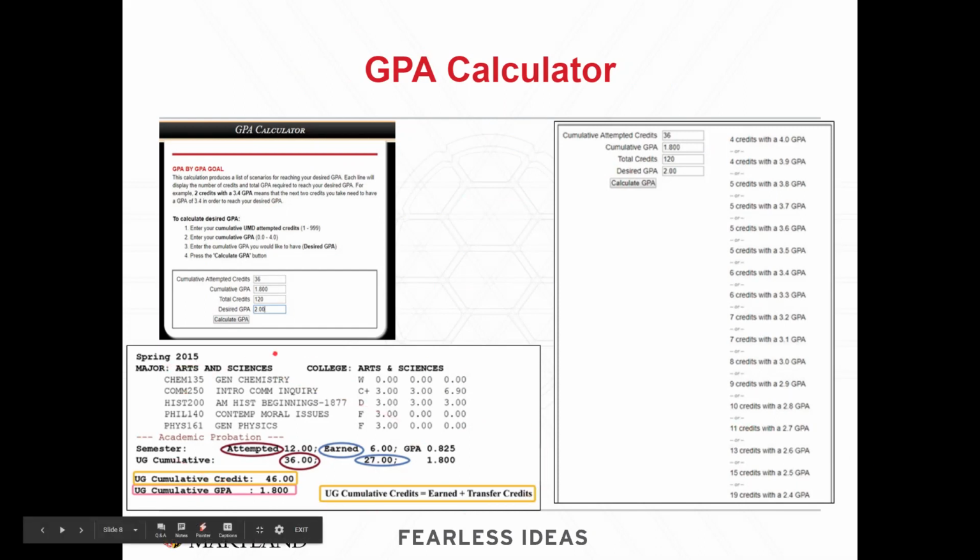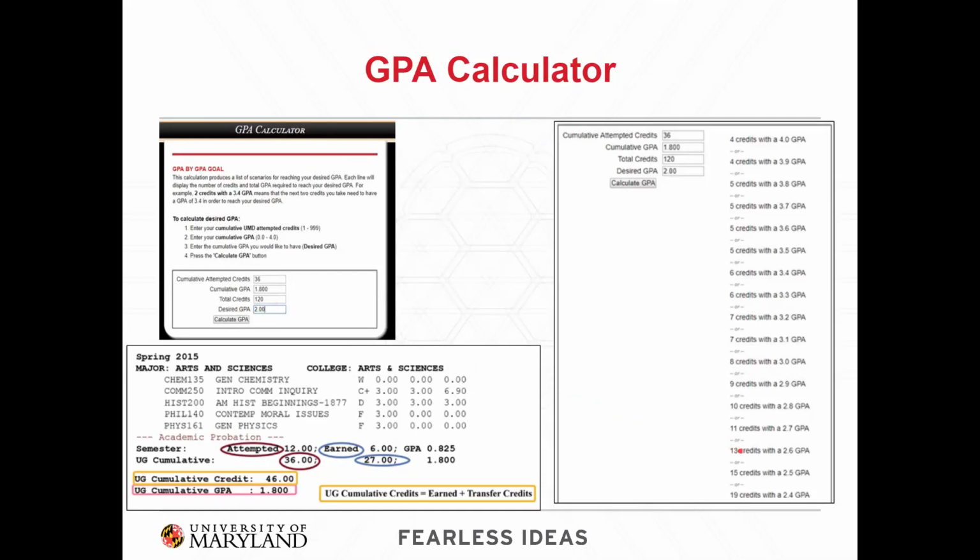When completing the GPA calculator, the student needs to use attempted credits, not earned credits. So in this case, 36 attempted credits. And the student, in this example, has a 1.8 cumulative GPA. The total credits earned necessary for graduation is 120. And they need to enter the desired GPA, in this case 2.0.